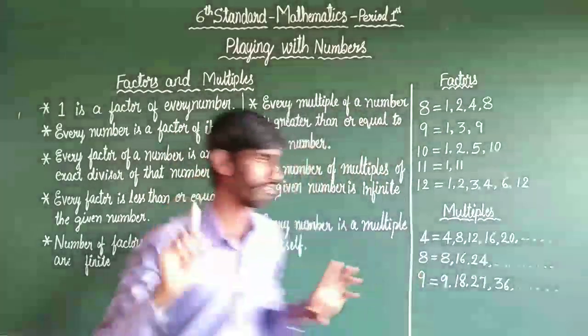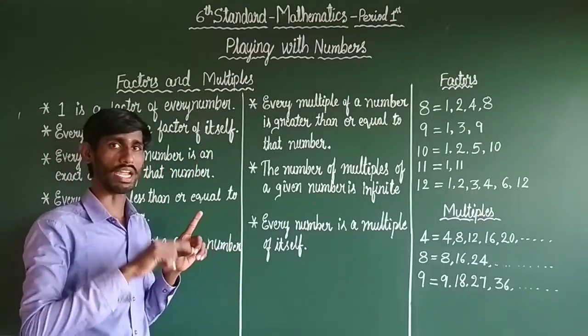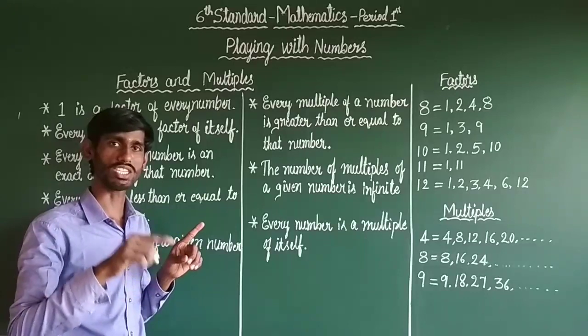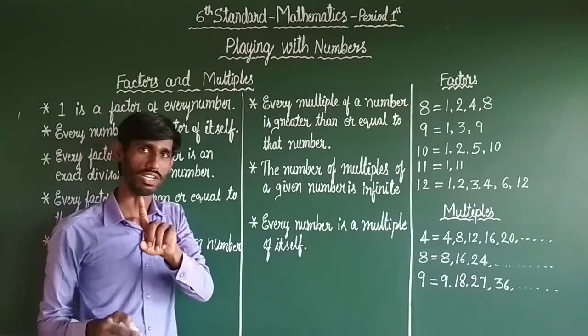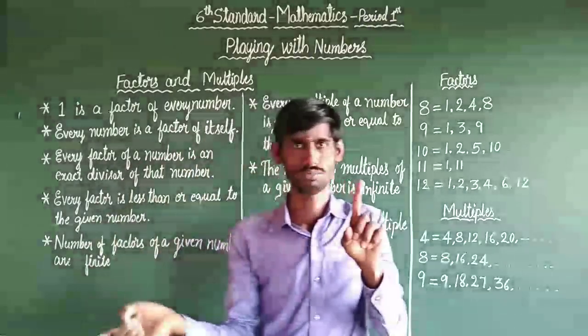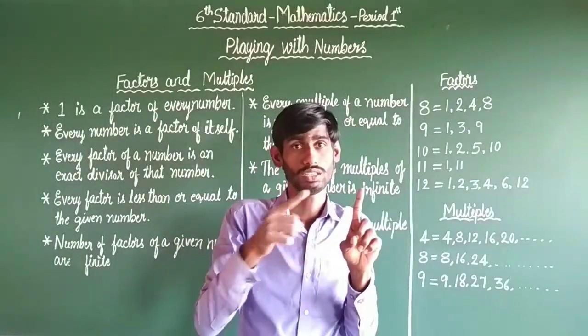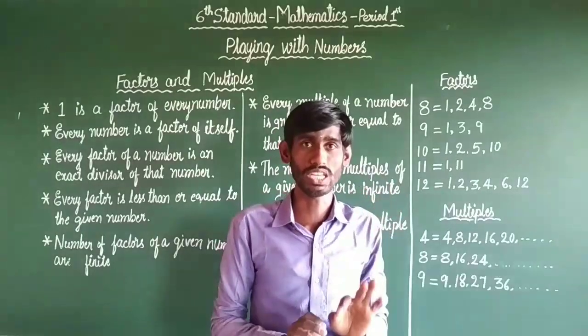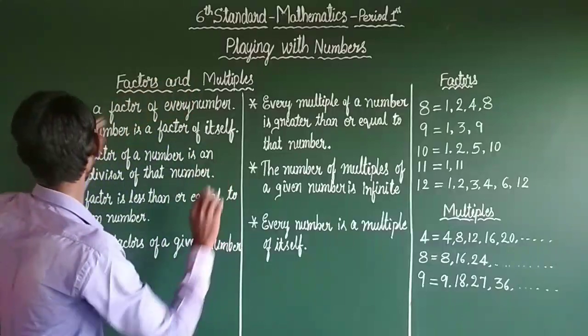Okay, 1 is a factor of every number because 1 18 is 18, 1 20 is 20, 1 25 is 25. So 25 comes in the table of 1, 30 comes in the table of 1, 1000 comes in the table of 1. So 1 is a factor of every number, all numbers.